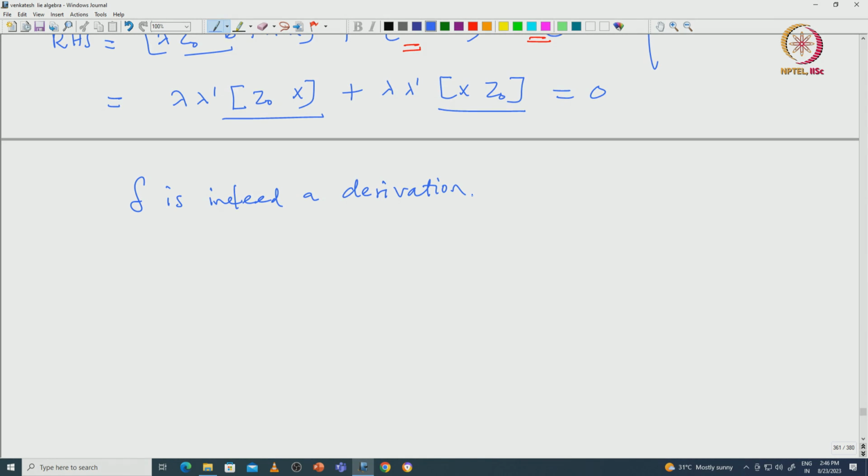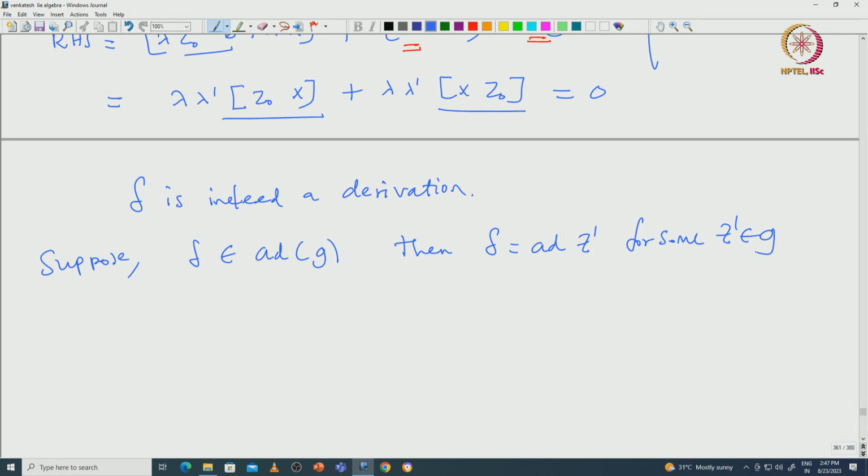So, now what we need to check? We need to check delta is not coming from an inner derivation. So, on the contrary, assume that delta is actually coming from, let us say, ad g. Okay. So, then what happens? So, delta will be ad z prime for some z prime in g. Okay. Now, note that this z naught is nothing but delta of x. So, that gives us this is exactly equal to z dash comma x.